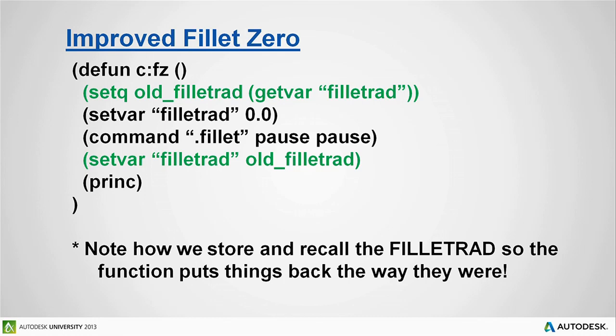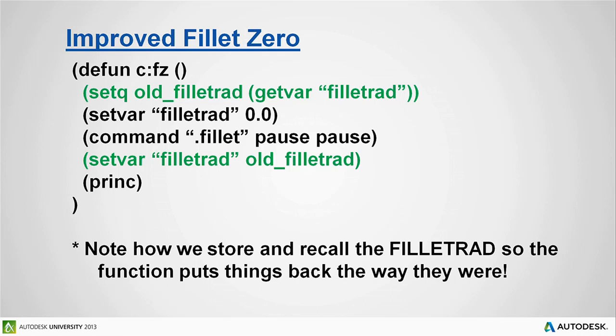So I set the old FILLETRAD to whatever it is now by using a getvar. Incidentally, for those of you who haven't really done a whole lot of Lisp, there's two sets of parentheses there. Which one gets evaluated first? The innermost, and you work your way out. So the very first thing that would occur here, two sets of parens, so there's two functions occurring. The first thing would be a getvar of the current FILLETRAD. The second thing would be a setq of whatever it read into a variable name that you've defined. So now this variable name, old FILLETRAD, is just sitting out there and available.